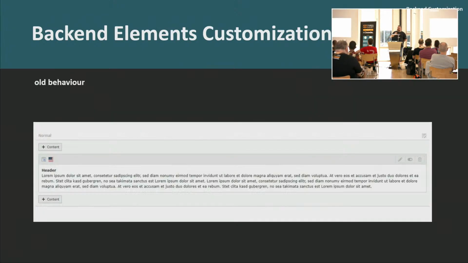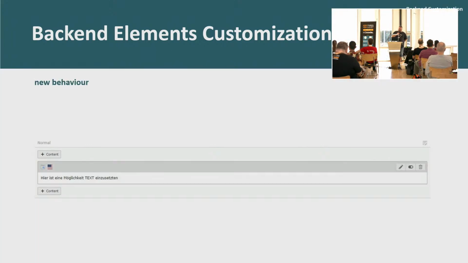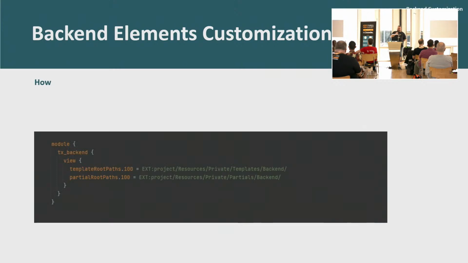The next is the backend elements customization that helps us to override the backend really fast. Here's a very simple example. Here's only a text media element, and I want something completely different in the backend to show. You can do this with the mod.web_layout.tt_content.preview page, or you can override the path for the backend extension.